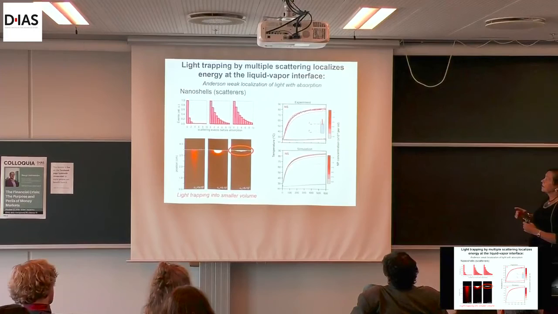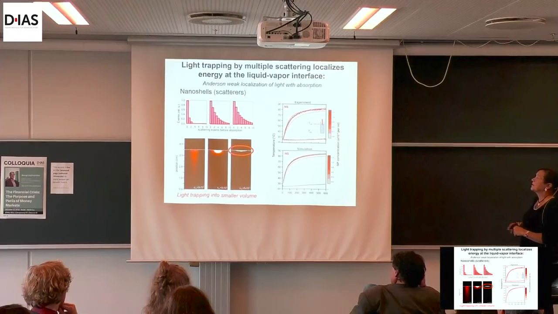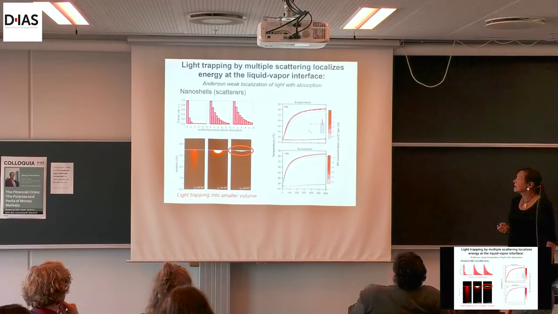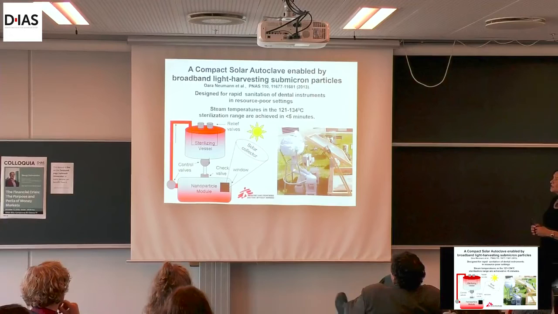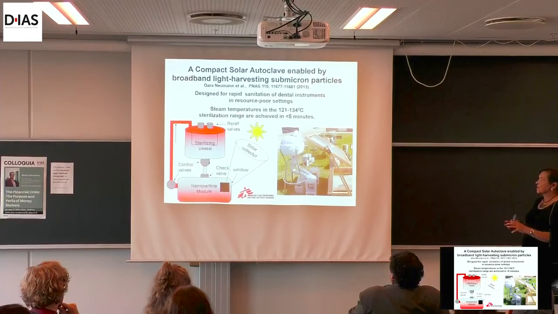So we can see that, of course, we have high absorption at the top of the vial, and then we have minimal temperature change at the bottom of the vial, which is exactly what we see experimentally. And so this is a very strong effect, and we began to use this for some very simple applications. And one of them was to make an autoclave. So by using the same solar steam generation, we could sterilize and pressurize an autoclave.